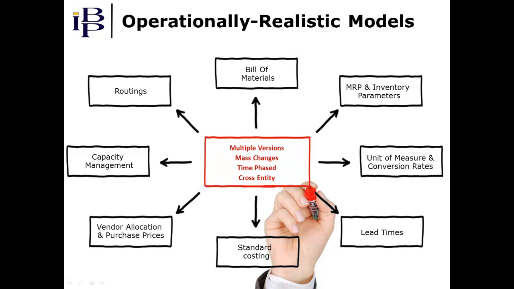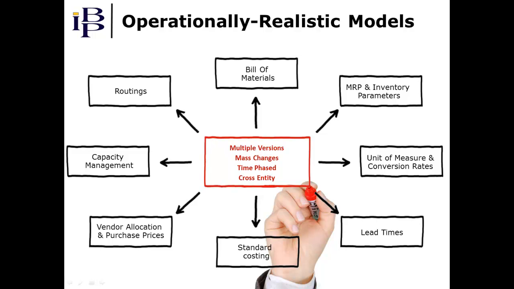For such manufacturing logic to be useful, it must be able to support operationally realistic models. This means 4 things. First, it should support multiple model versions. There could be one for a budget, one for a forecast, and others to support different scenarios. Second, models should be time-phased. This means that model parameters within a version can vary from one month to the next. And this is important to reflect changes in operational capabilities and constraints.